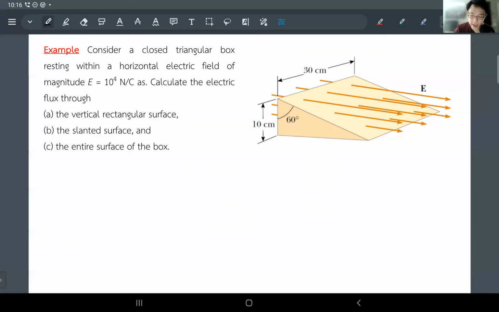First things first, they are interested in the vertical one, which is this one right here. Let me highlight that one in green. This is the first one they want to see how much flux is going through. The second one they want is the slanted surface, so let me highlight it in blue. That is the slanted surface there. And at the end, they want the entire box, which I can highlight a little bit.